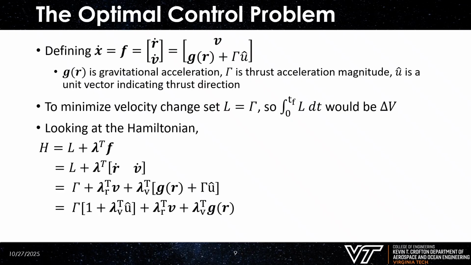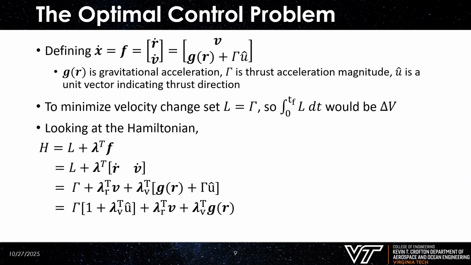To minimize our velocity change, we want to set L, our Lagrangian or running cost, equal to our thrust, so that when we integrate our running cost from the initial time to the final time, that integral would be equal to our delta V.